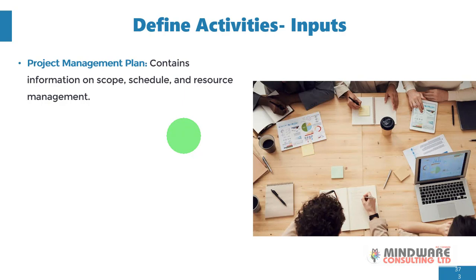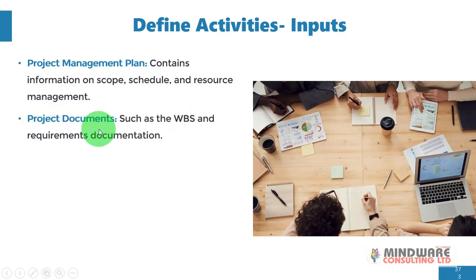Once you have your plan in place, you've done, in fact, 70% of the work, and what is left for you is to implement and then monitor and control. But everything is going to be on the basis of the project's plan. You're going to be operating from the platform of the project management plan, and it contains information on the scope, the schedule, and the resource management.